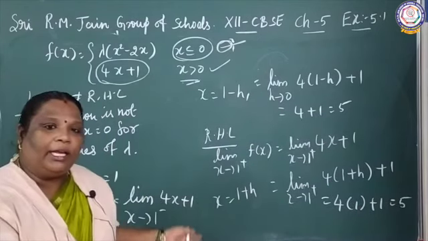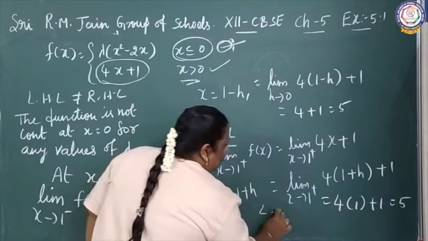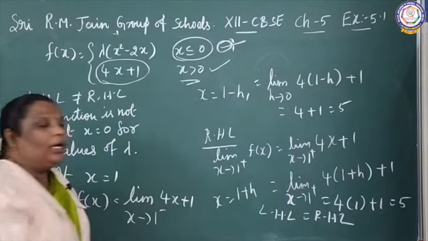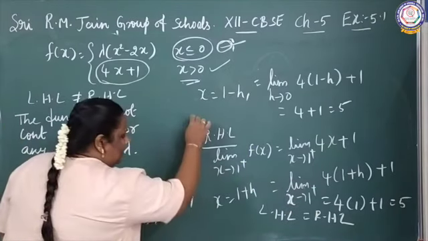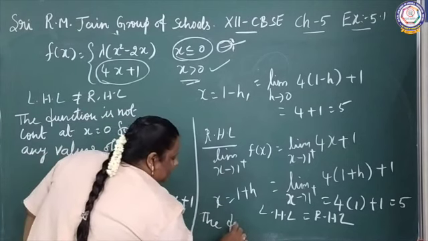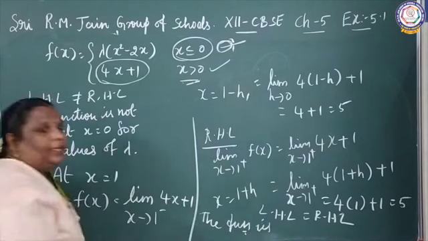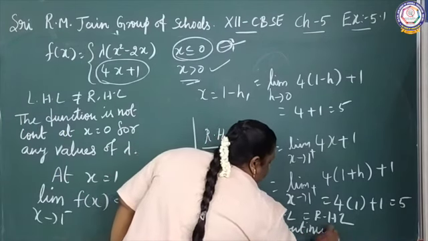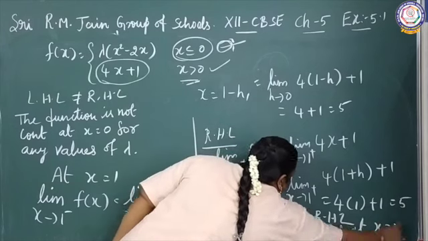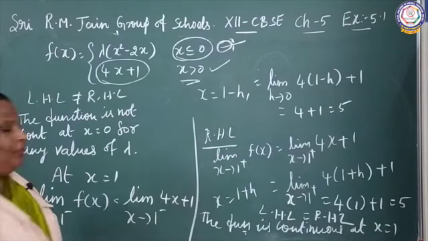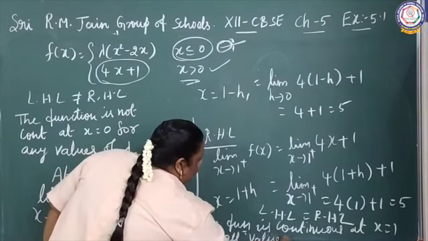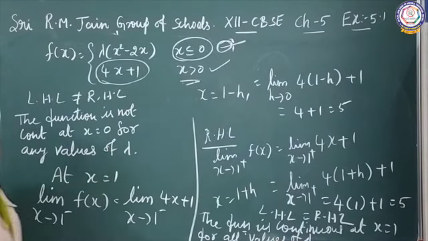So left hand limit equal to right hand limit. The function is continuous at x equal to 1 for all values of lambda.